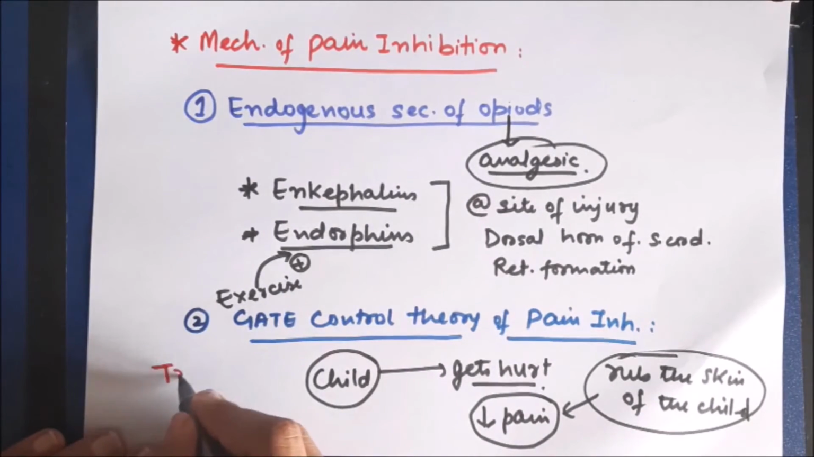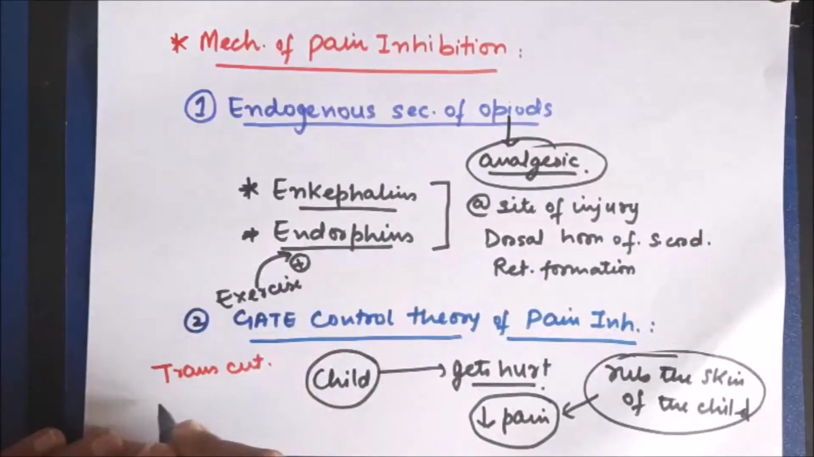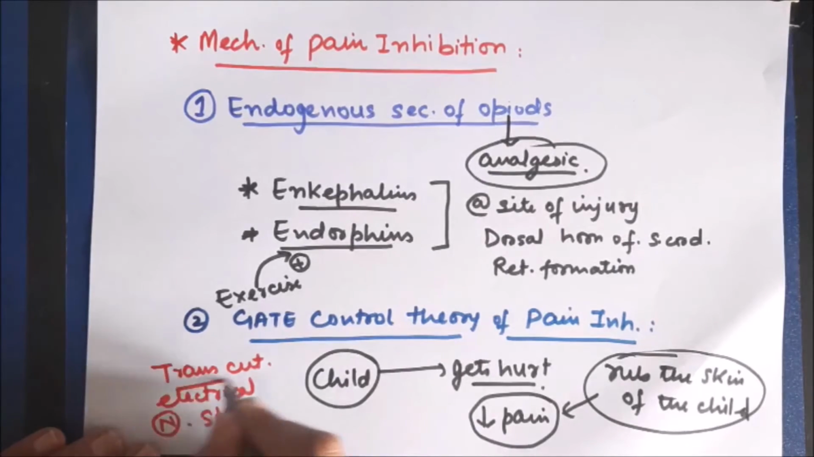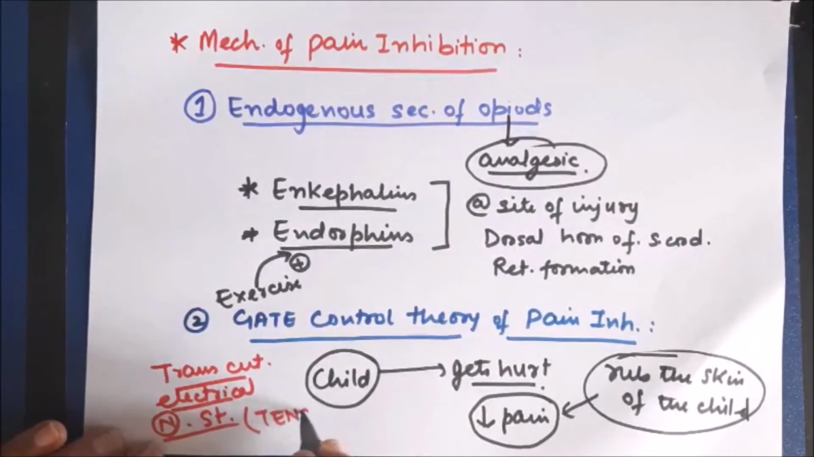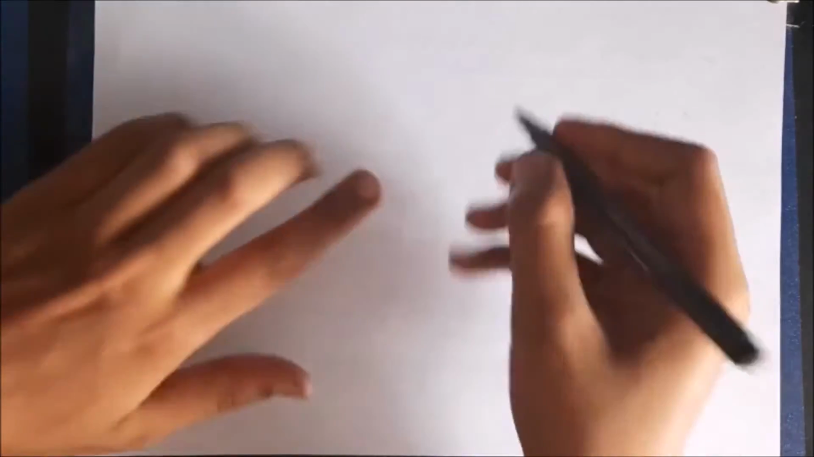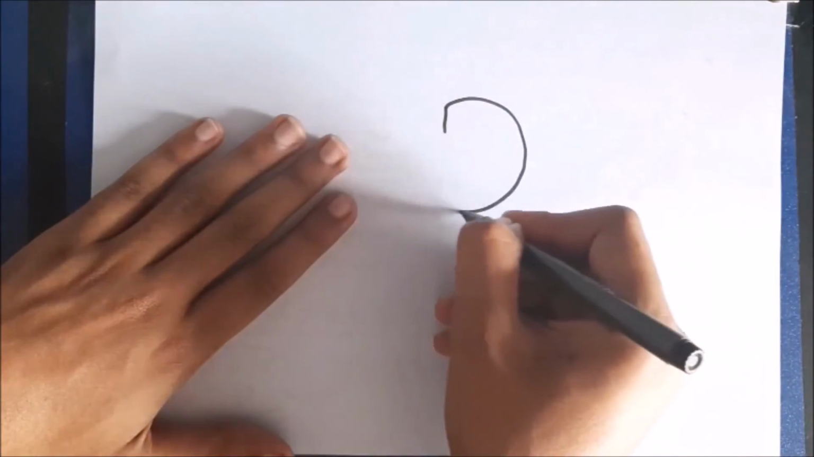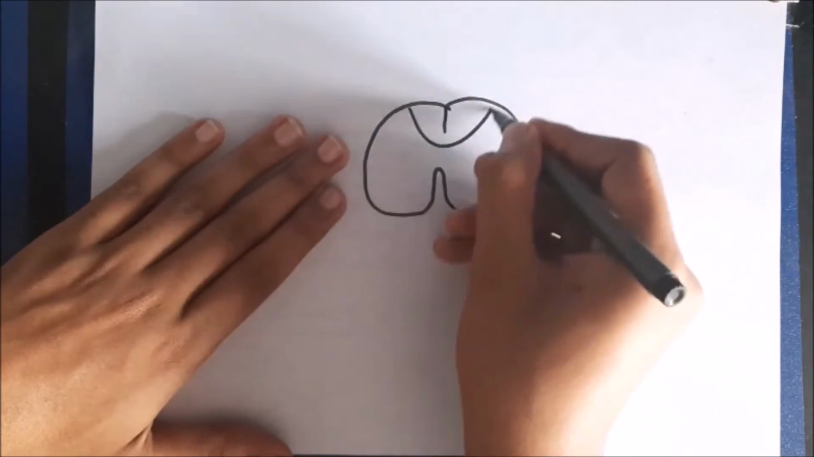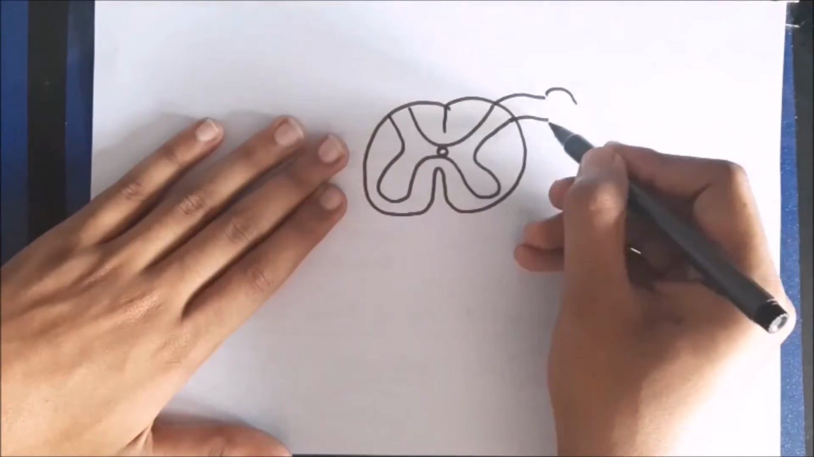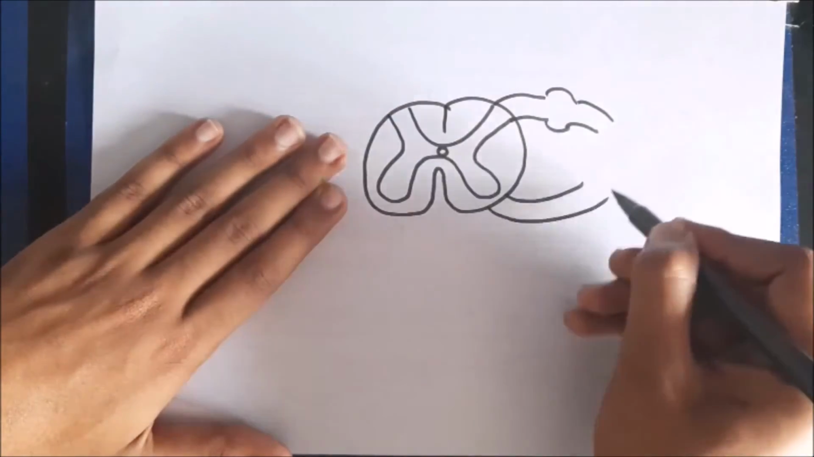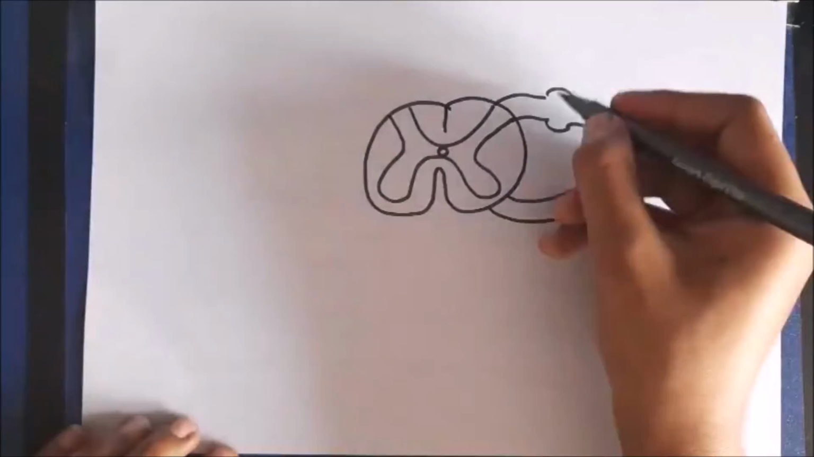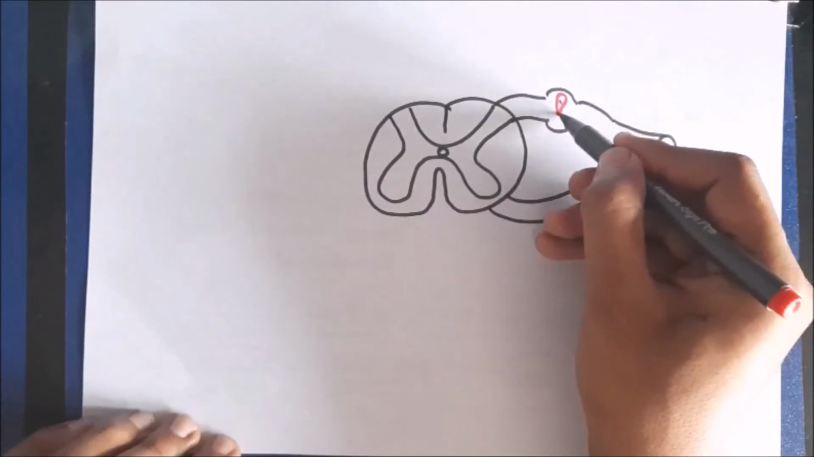Now there's an important procedure called transcutaneous electrical nerve stimulation, and this procedure is done to decrease the pain, to inhibit pain, and it's also based on the gate control theory of pain inhibition. Let us say this is a section of a spinal cord. This is the gray matter, dorsal horn, dorsal root ganglion, ventral root, and this here is the spinal nerve. Now this is the dorsal root ganglion cell.